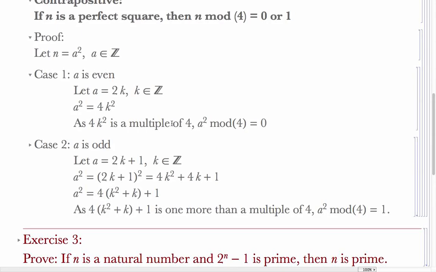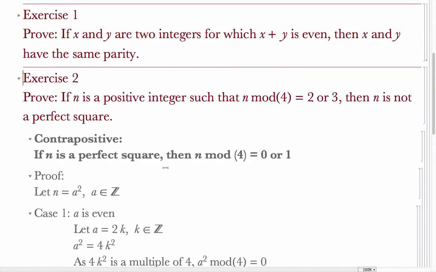What we have to be careful of now, and it's obvious in this case, but not always, is that we've hit all the possibilities for a. Can a be anything other than even or odd? Well, no. All integers are either even or odd. And so we've covered all the possible squares. So if n is a perfect square, it's the square of an even number or an odd number. And so we've covered all perfect squares and shown that for any perfect square, that square mod 4 is either 0 or 1. And so we've proven our contrapositive.